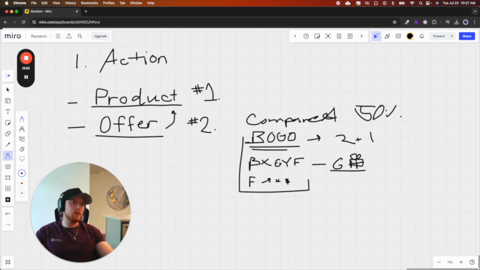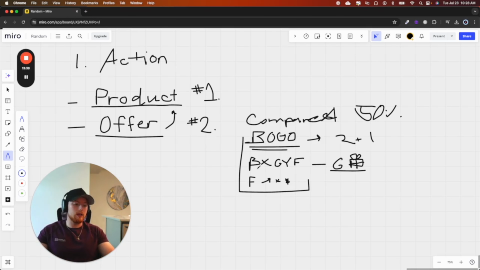Now, not every product is fit for these offer types, right? It has to be specific to the product. Would it make sense? Do people want to buy more than one? Because if not, there's no point in running a BOGO. Maybe people want to buy a product that would complement that product, right?